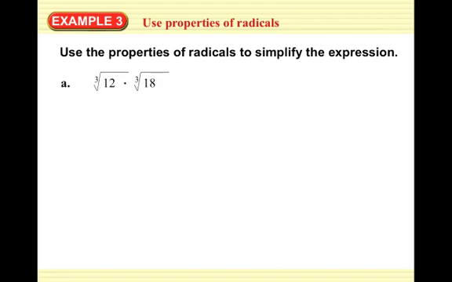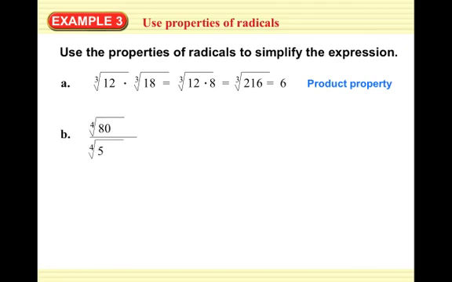We're going to use the properties of radicals to simplify the expression. We've got the cube root of 12 times the cube root of 18. So we're going to use the product property to do the cube root of 12 times 18. 12 times 18 is equal to 216, which is a perfect cube. 216 is equal to 6 cubed. So the cube root of 6 cubed is just 6.